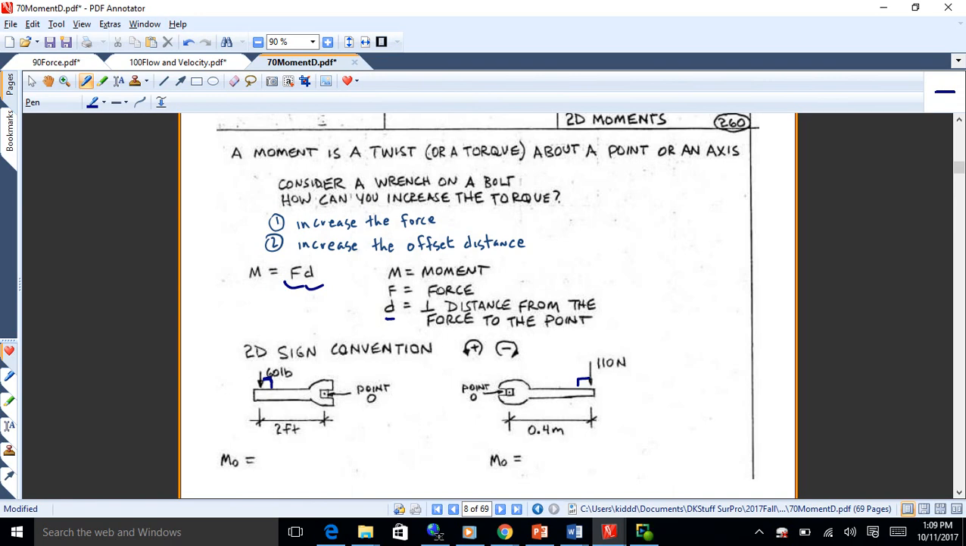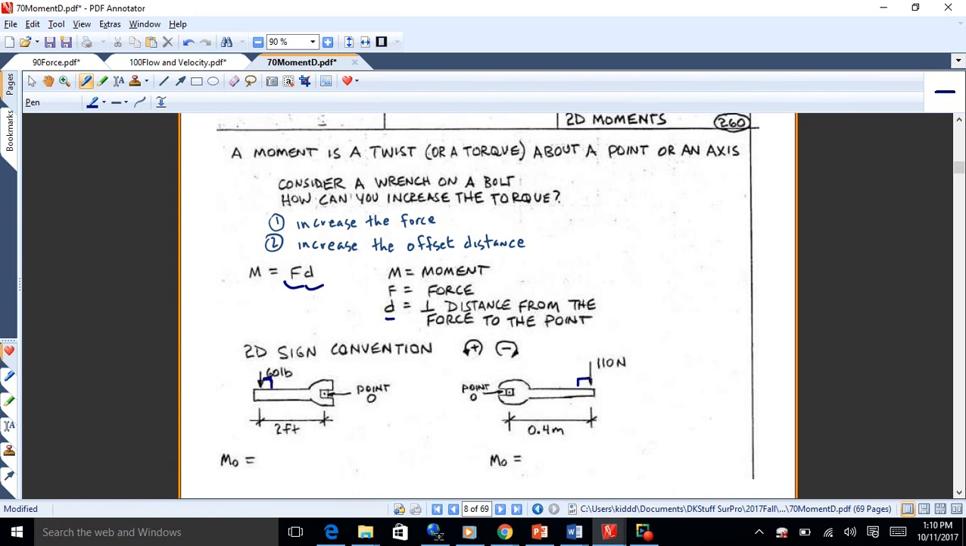All right, in 2D, there's a sign convention. Counterclockwise is positive, clockwise is negative. That comes from the right-hand rule, because a 2D moment is really a Z moment. You name moments after the axis they spin around. So if you spin the fingers of your right hand, by right-hand rule, counterclockwise, your thumb points out of the page in the positive Z direction.